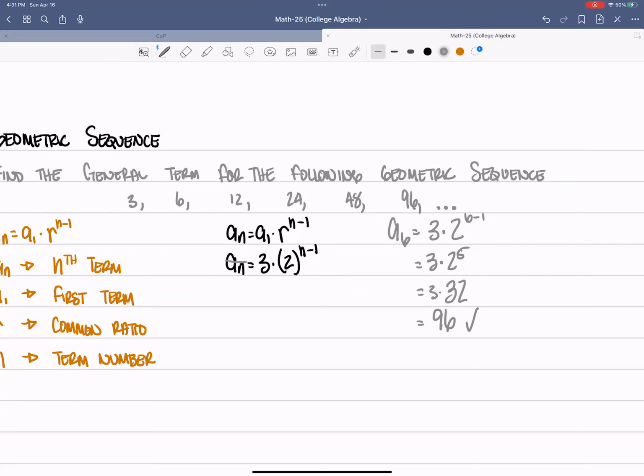We could just automatically say that this is a general term for this geometric sequence.